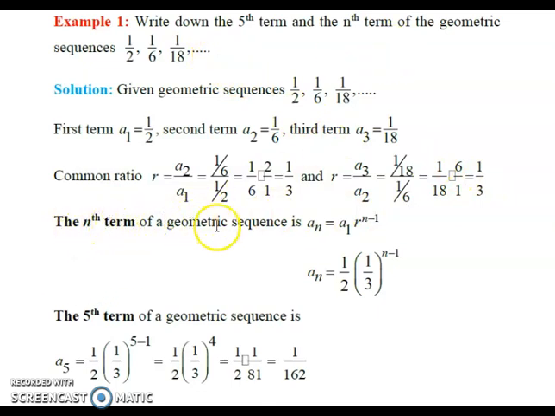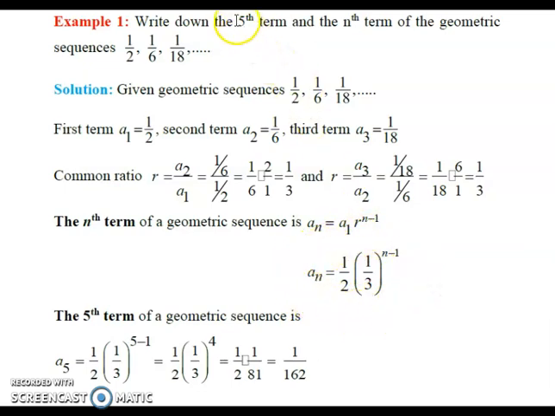The nth term of a geometric sequence is an is equal to a1 r power n minus 1. That implies an is equal to the first term of the geometric sequence 1 by 2 multiply the common ratio r, 1 by 3, whole to the power of n minus 1. This is the nth term of the geometric sequence.